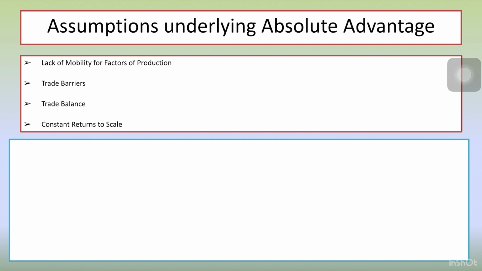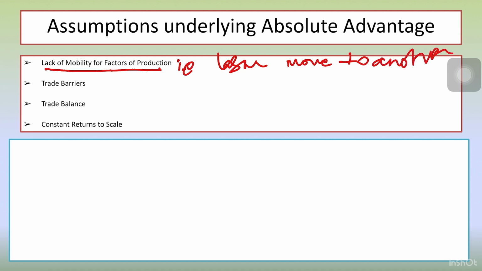Now, there are certain assumptions of absolute advantage. First is the lack of mobility of the factor of production, that is labor. We've studied that the only factor of production is labor, so that means labor cannot move from one country to another. This theory was given in the year 1776, so we can say that this assumption could be fulfilled during that time. But in the current scenario, today is a globalization era, so this assumption is not going to hold in today's era.